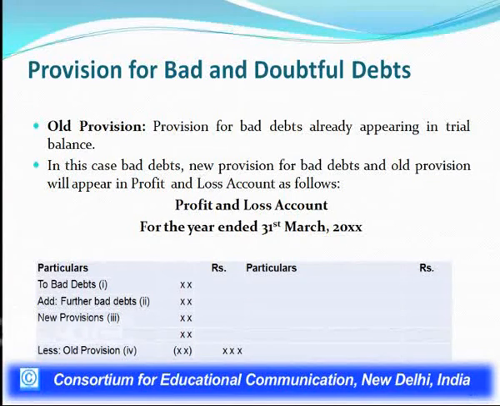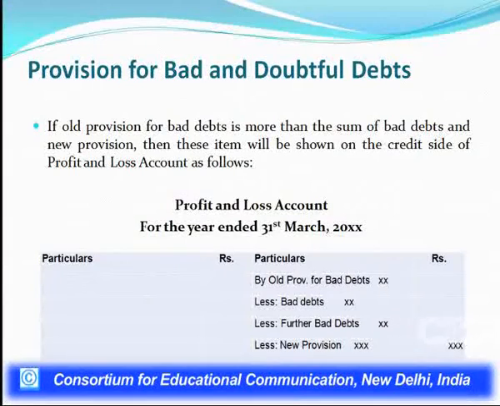After making the total of these three items, bad debts plus further bad debts plus new provision, we deduct the old provision. Old provision is the provision which has already been made. We know that much amount was automatically charged in the previous year, so we do not need to charge it again. So we deduct the old provision from this total.